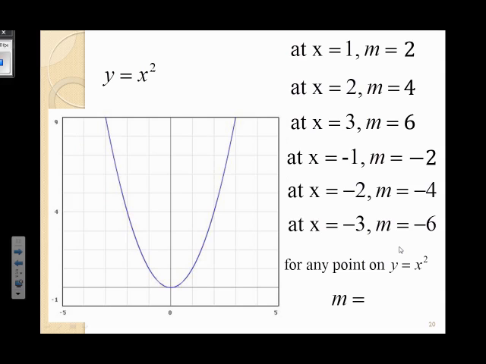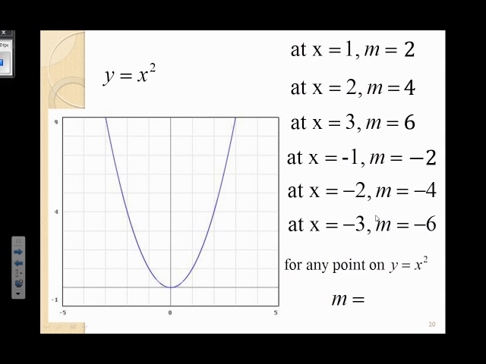But we've noticed a pattern, hopefully, when we looked at this. When x was equal to 1, the slope was 2. When x was 2, the slope was 4. And when x was 3, the slope was 6. When x was -1, the slope was -2. When x was -2, the slope was -4. And when x is equal to -3, the slope is -6.